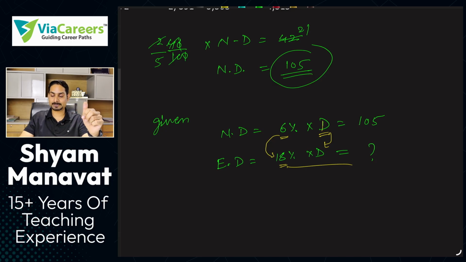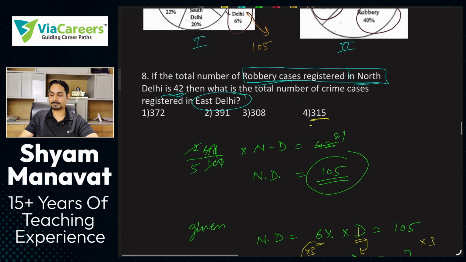हियर 6% से मुझे 18% चाहिए, मतलब मुझे 3 टाइम्स चाहिए. तो मैं इसको 3 टाइम्स करूँगा तो क्या आ जाएगा? 315. करेक्ट? 315. That is the total number of cases in East Delhi. Do we have this here? Yes, option number 4 is your answer. I'm sure you also got option number 4, right?